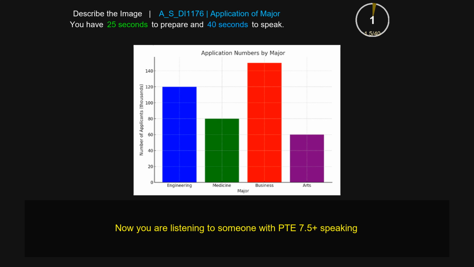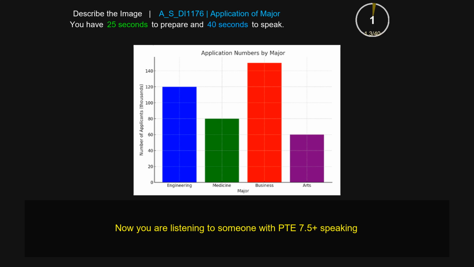The bar graph gave information about the application numbers by major. It observed that engineering, medicine, business, arts. It shows some number of application 20, 40, 60. There are the two categories, major and number of application. The highest value is 140 covered by business and the lowest value is 60 covered by arts. Overall, this bar graph gave information about the application numbers by major.